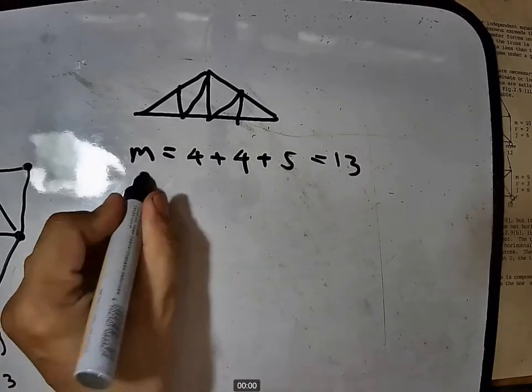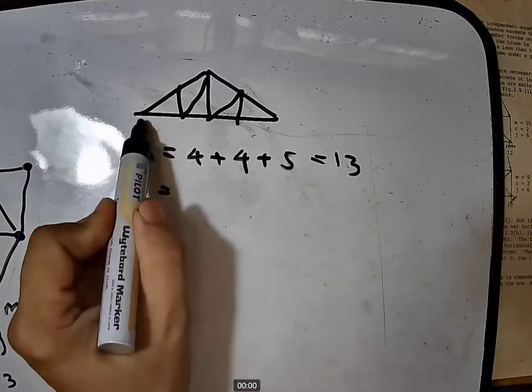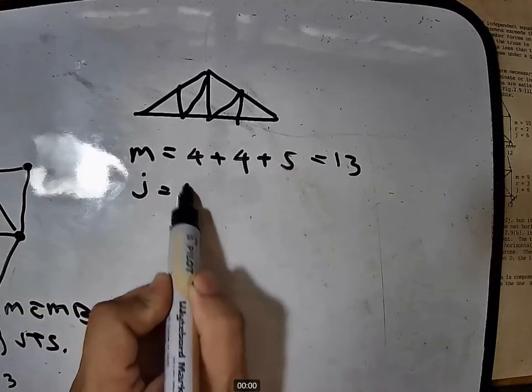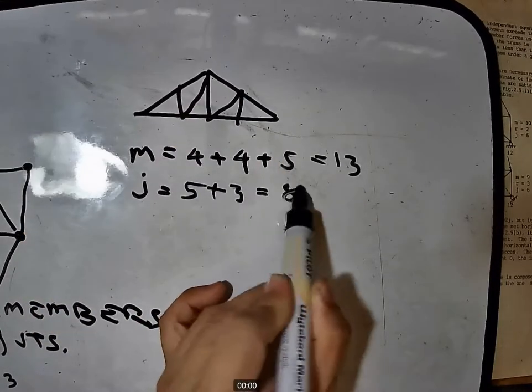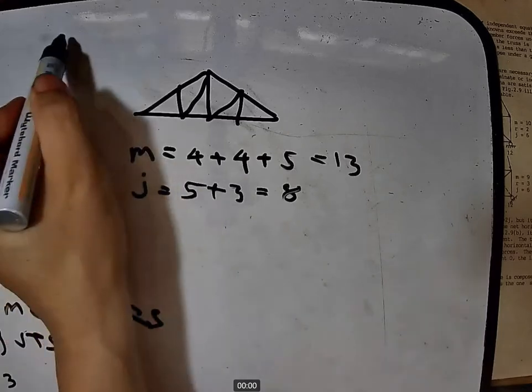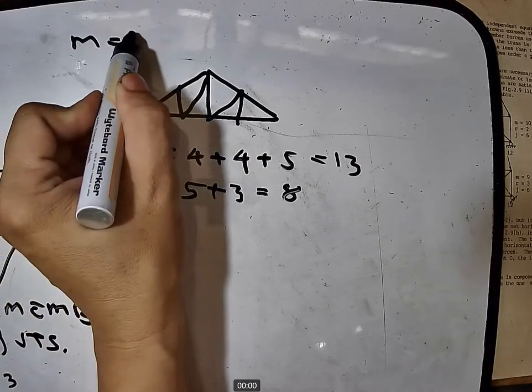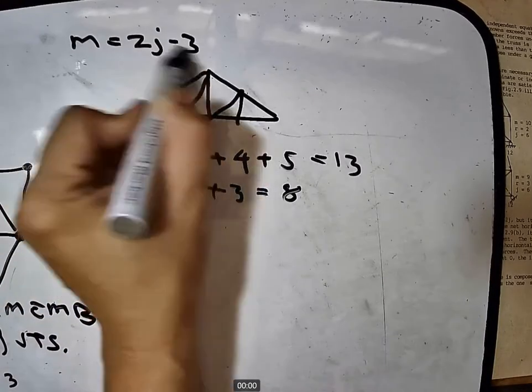Tapos yung number of joints naman. So, start tayo sa bottom chord: 1, 2, 3, 4, 5. Plus sa top chord: 1, 2, 3. You have 8. So, let's check again the equation na m is equal to 2j minus 3.